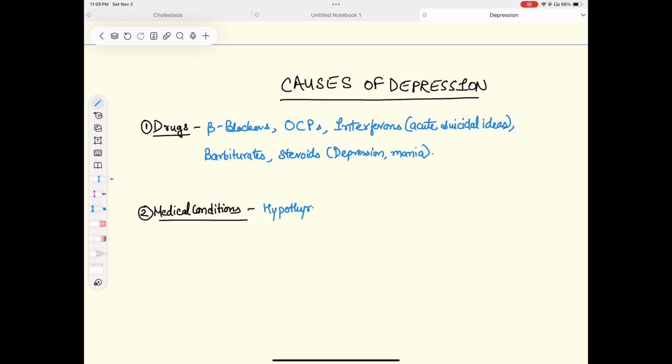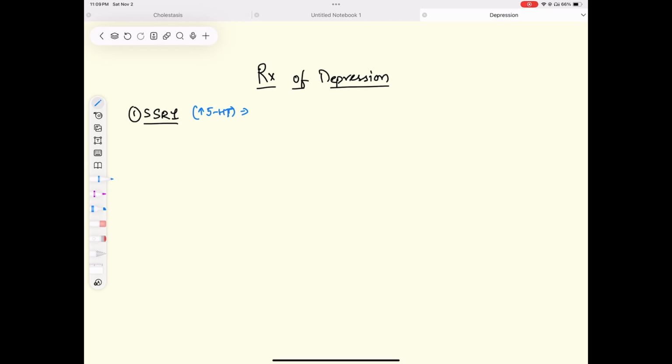Some medical conditions often associated with depression are hypothyroid state, vitamin B12 or folic acid, or vitamin D deficiencies. Chronic medical illnesses can also precipitate depression. Chronic pain syndromes can also precipitate depression. We will be talking about management of depression.